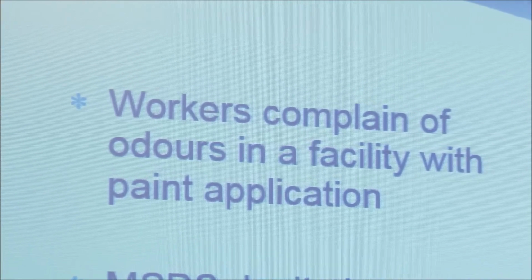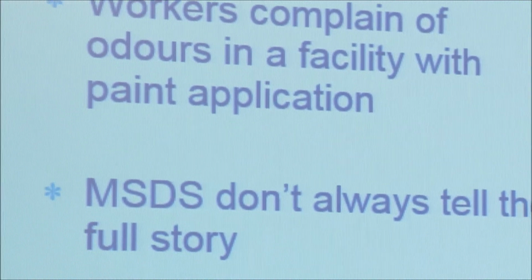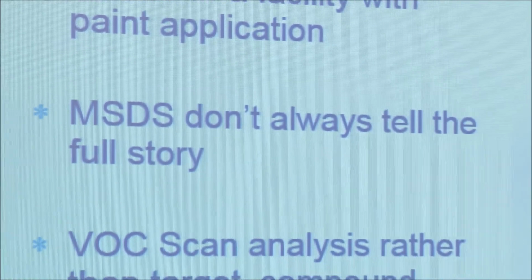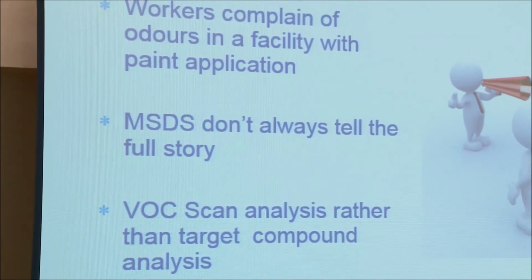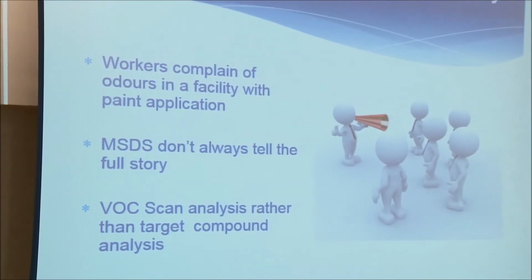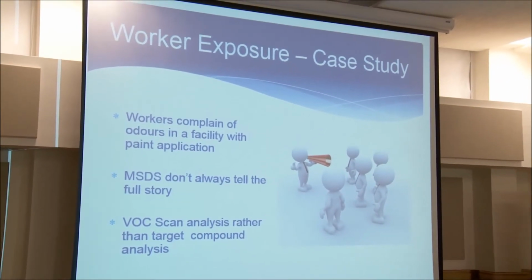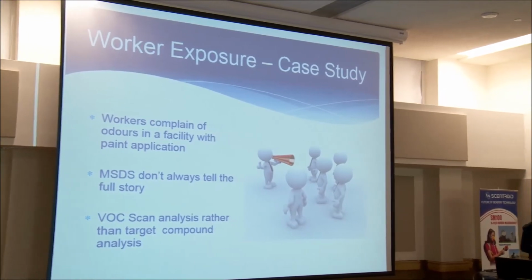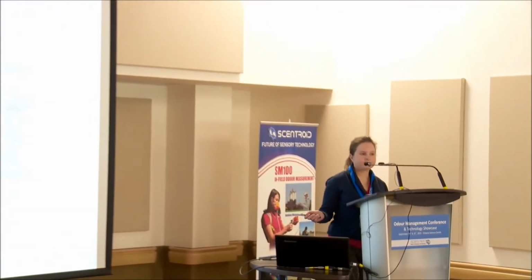So you look at the MSDSs, but they don't always provide much information, because with paints and other products a lot of the time they withhold certain compounds due to proprietary information. You can look at an MSDS and decide you're going to analyze for specific compounds, but sometimes it's important to ask for a VOC scan analysis, which is going to give you a full picture of what's present.